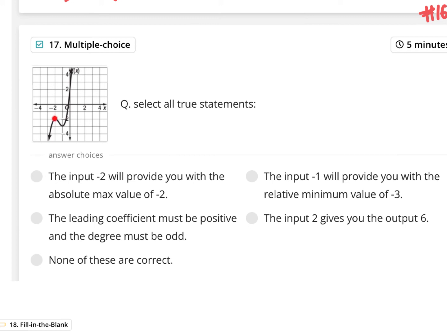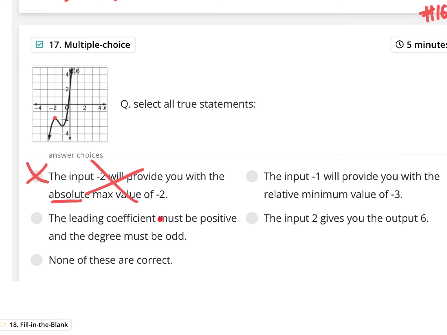However, the word absolute messes things up, because this coordinate -2, -2 is not an absolute max value, because we know that the graph goes up forever. So this is a relative max value. If this would have said relative, I would select this as a true statement. But because it says absolute, I cannot pick it as a true statement. This whole thing's wrong. Okay?